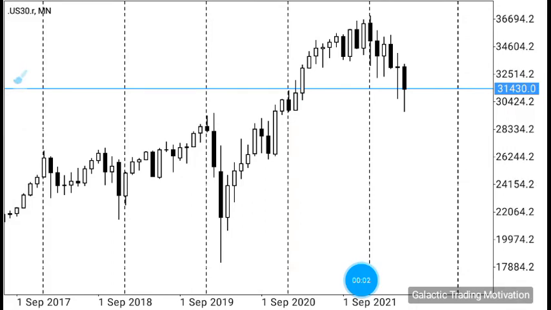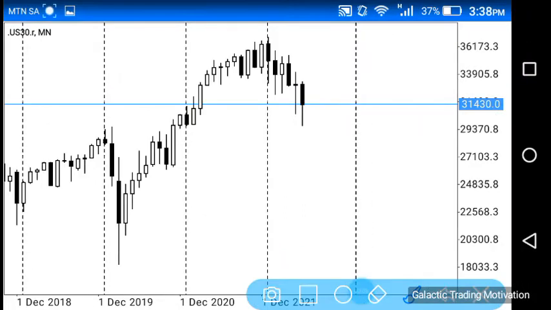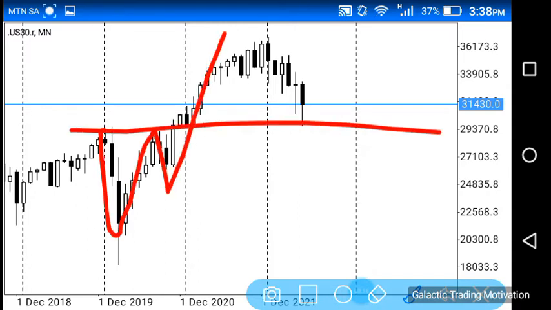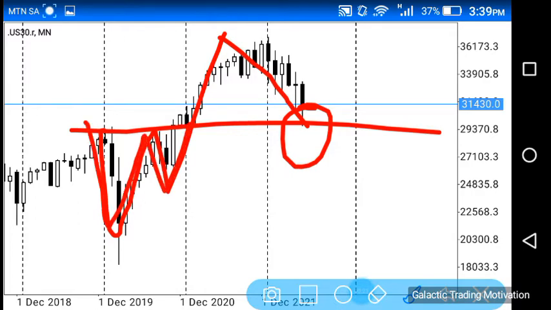Hi guys, a very quick look at US30, aka Dow Jones. In previous videos I spoke about how we had an overextended W structure with the neckline being there, and I mentioned that this whole movement downwards was to retest, or rather test, the neckline of this W structure.